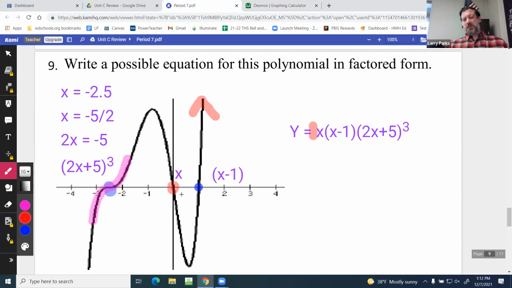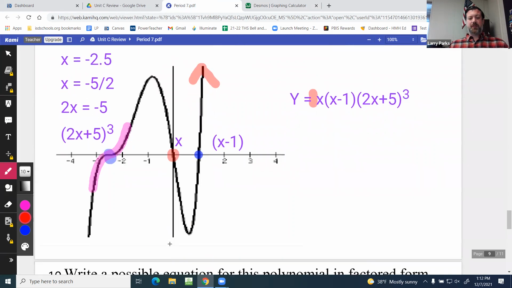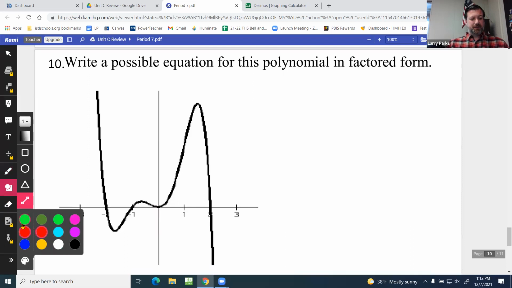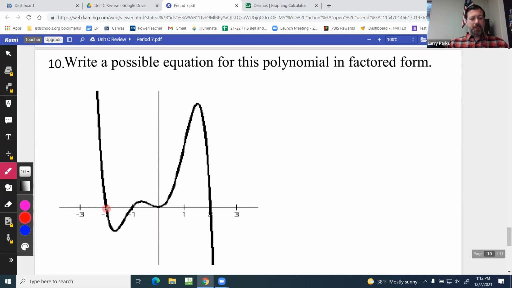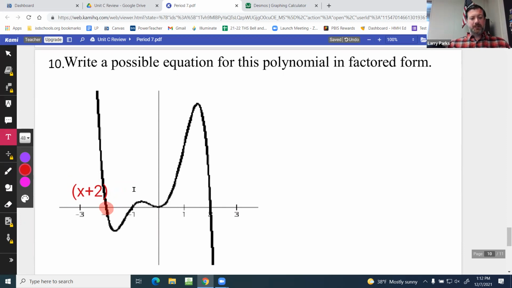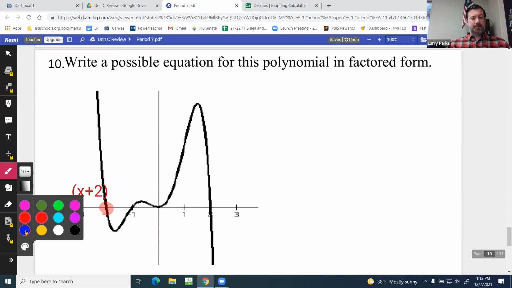Okay. So it says, what's a possible equation? There's no way to know the actual equation without knowing the y-axis. We have no idea what this is. Write a possible equation. All right. Well, right here, I got -2. And make x plus 2. It goes straight through, so x plus 2 is fine. Looks like at -1, it goes through. So I'd make x plus 1.